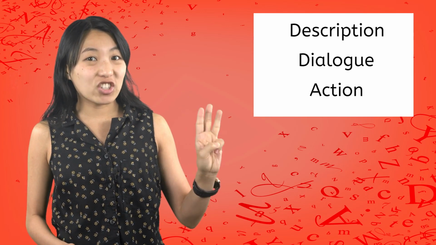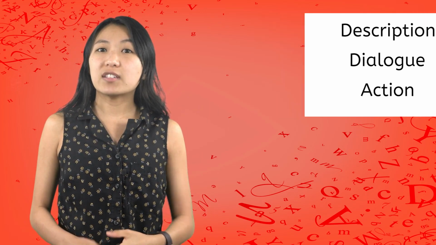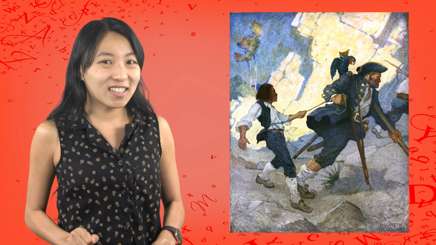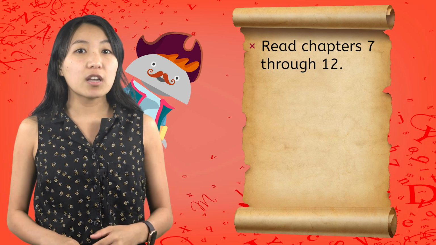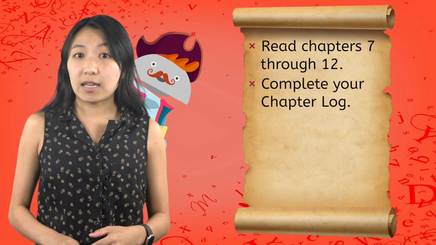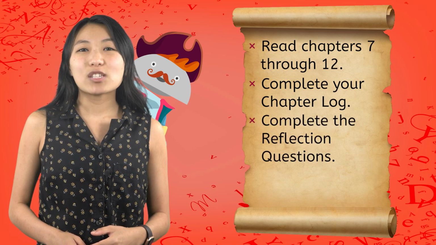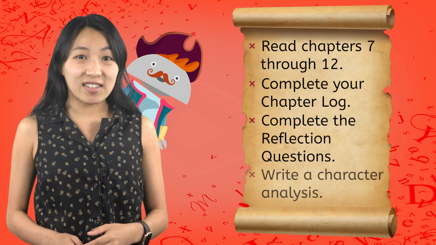So today, we've uncovered 3 methods of characterization: description, dialogue, and action. As we navigate through Treasure Island, keep an eye on how Stevenson uses these methods, especially with an iconic character that you'll meet soon, Long John Silver. Now let's preview your assignments for the week. This week, you can expect a variety of activities. You'll be reading chapters 7 through 12 throughout the week, so remember to keep your chapter log handy. You'll be ending the week by answering reflection questions and writing a character analysis.